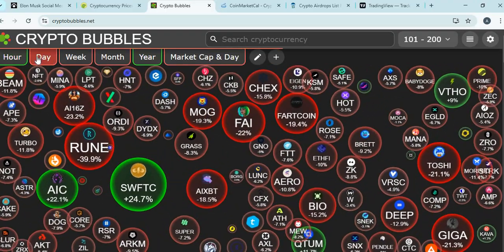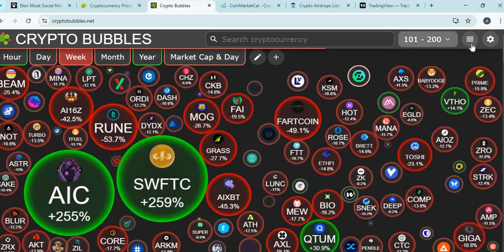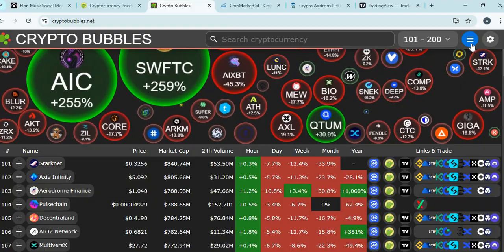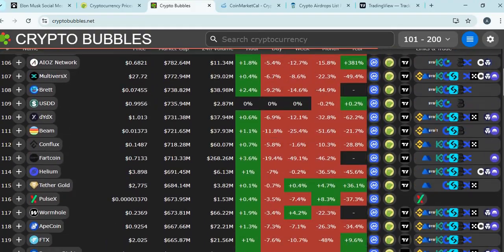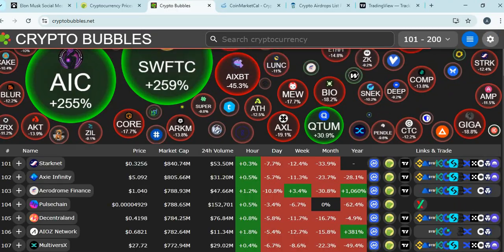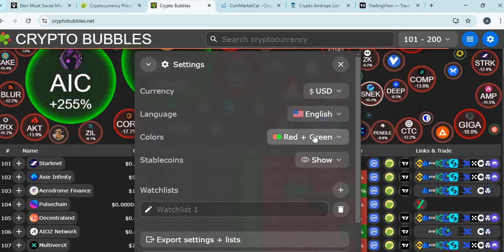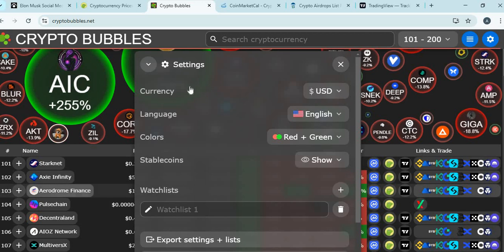Let's go to the daily. Let's go to the weekly. So you can play around with these two as much as you want to. And if you want to also check more, you can. There's a lot of data under the bubbles that you can check as well. And then you can set the colors you want. You can add coins here on your watch list.